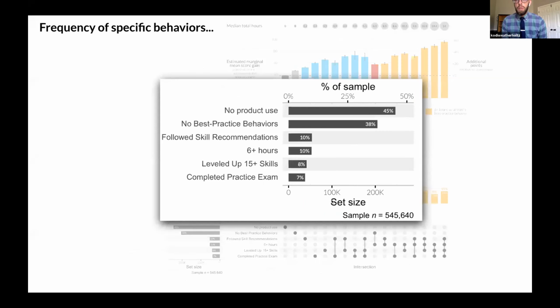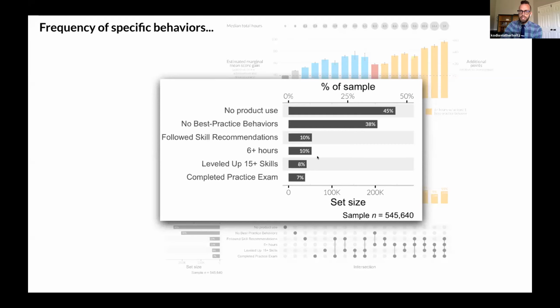So we might start by asking, in this case, these data come from a study that we had done. The students are about 500,000, all of whom were registered users, and we might want to know just a typical funnel analysis of, okay, of this sample of people who registered, how many of them actually made it through the gate and engaged in some level of product use? And we see that in this case, only 45% of this sample actually did anything on the platform. And we see that 10% spent 6 hours and 7% went on and completed a practice exam.